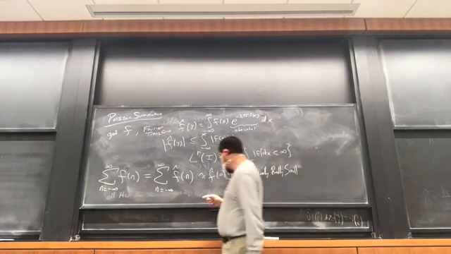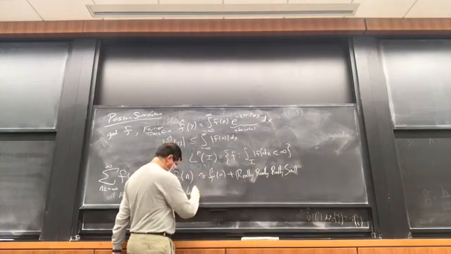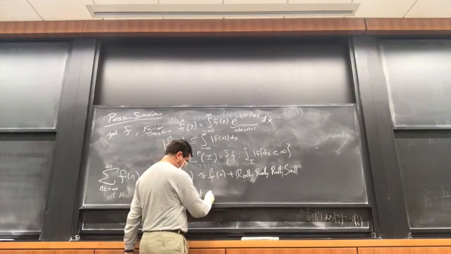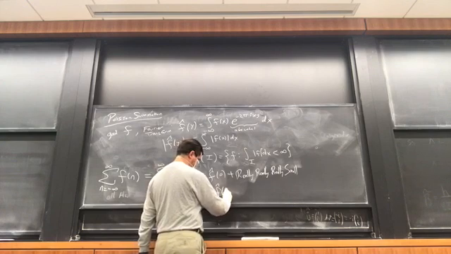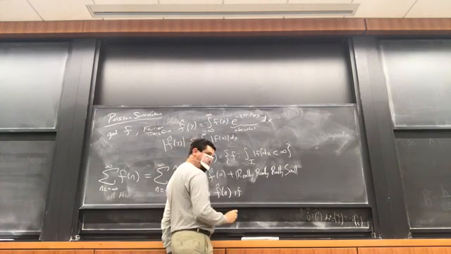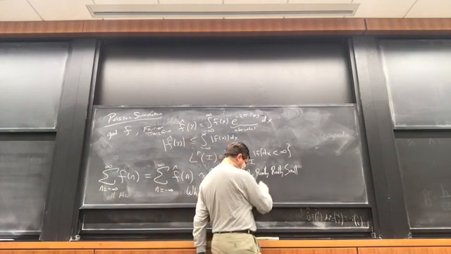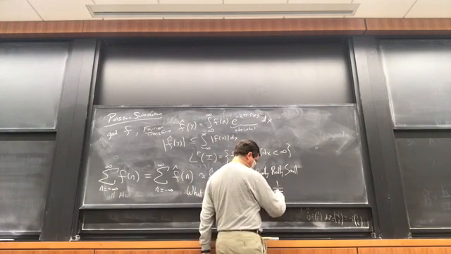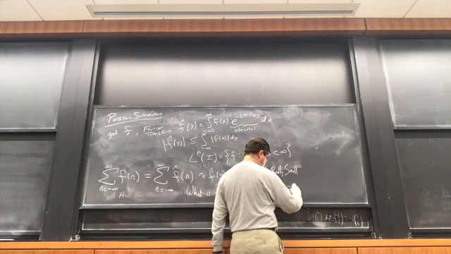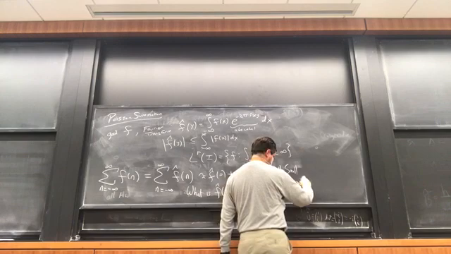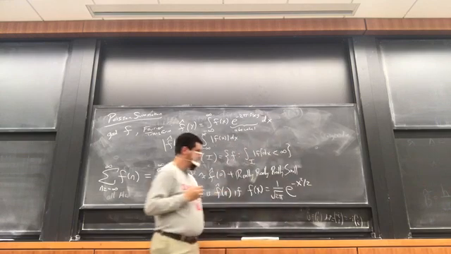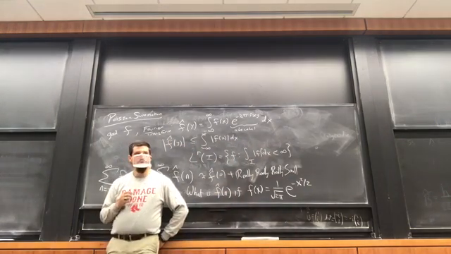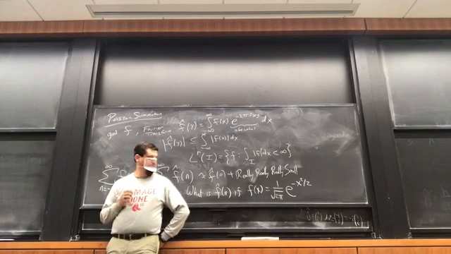So for Wednesday, what is f hat of n if f of x is 1 over square root of 2 pi e to the negative x squared over 2? Why might I be choosing this function?